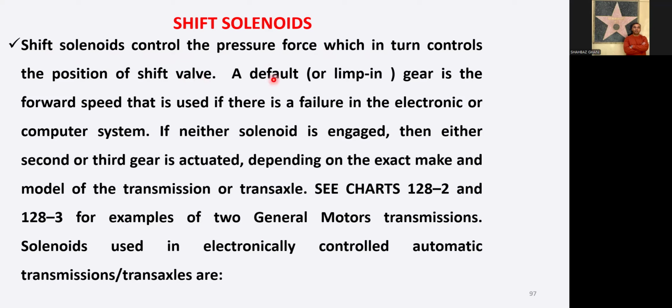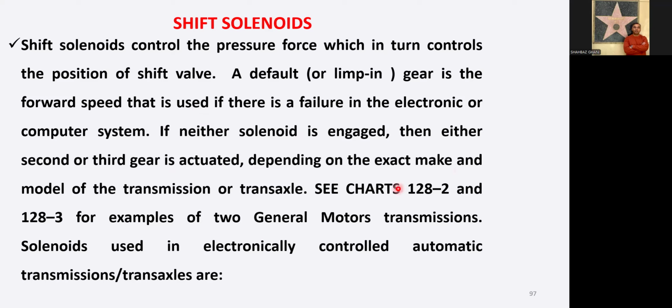A default or limp-in gear is the forward speed that is used if there is a failure in the electronic or computer system. If neither solenoid is engaged, then either second or third gear is actuated, depending on the exact make and model of the transmission transaxle.